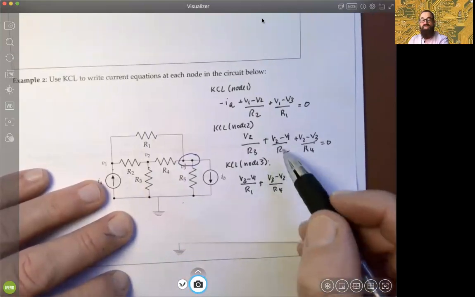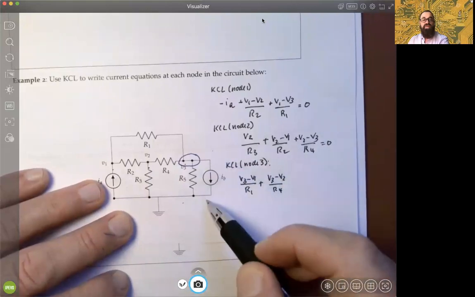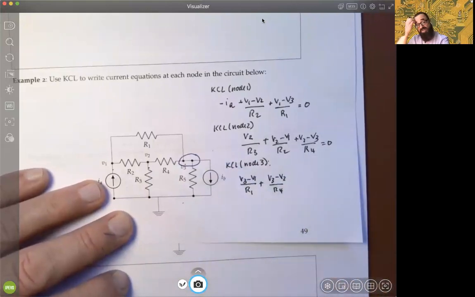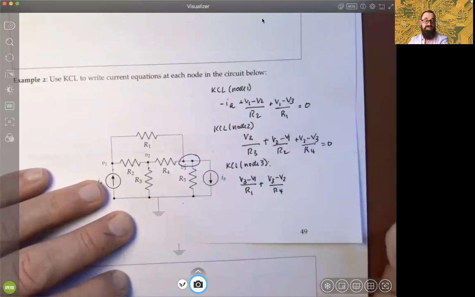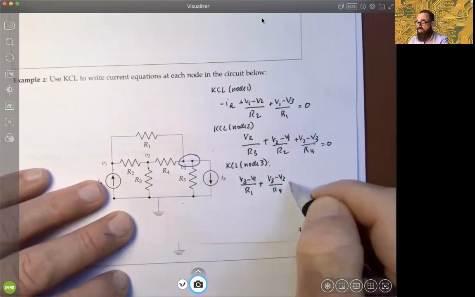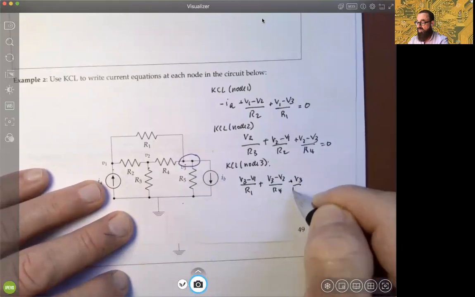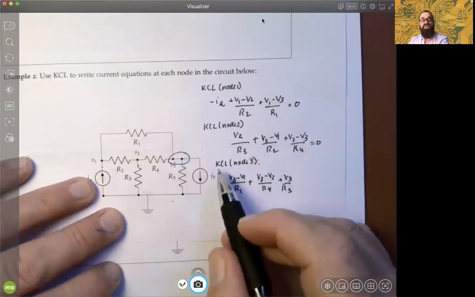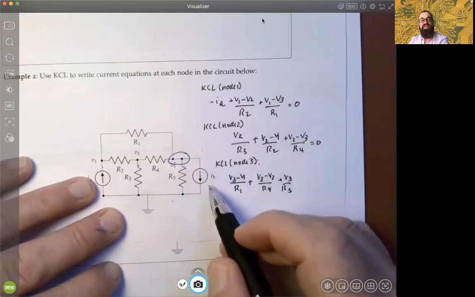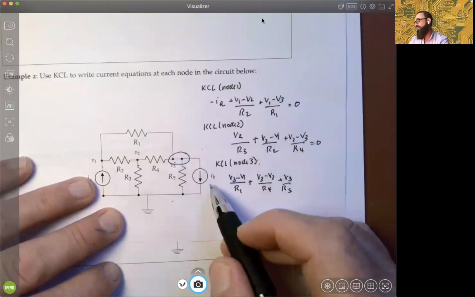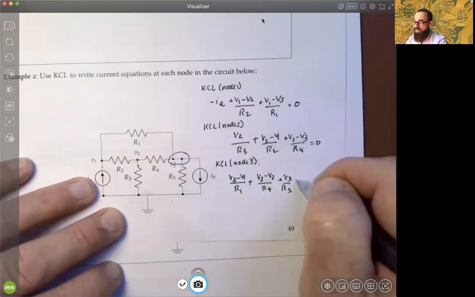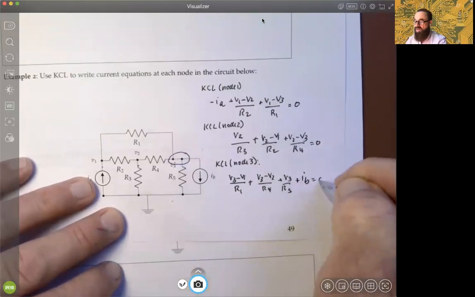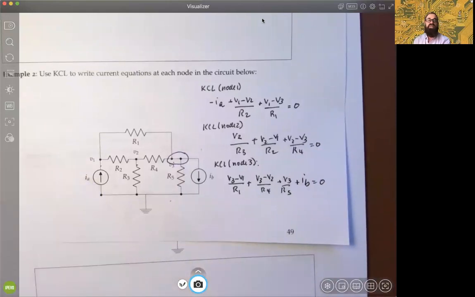You could also go through that resistance R5. So it would be the voltage at node 3, which is V3, minus 0, the voltage at the ground. So you have plus V3 over R5. But then finally, you have another outgoing current called IB, so we would add plus IB. It's an independent current source.